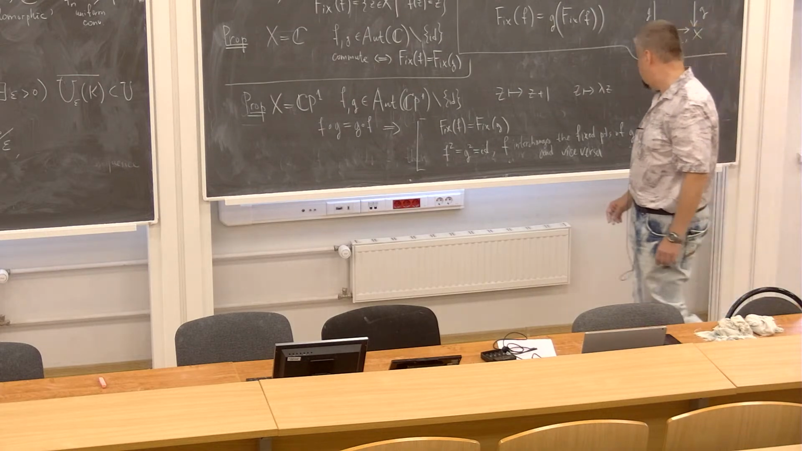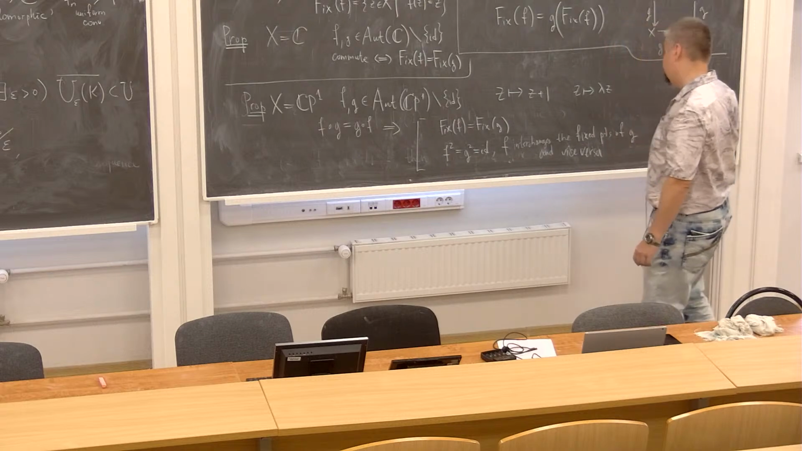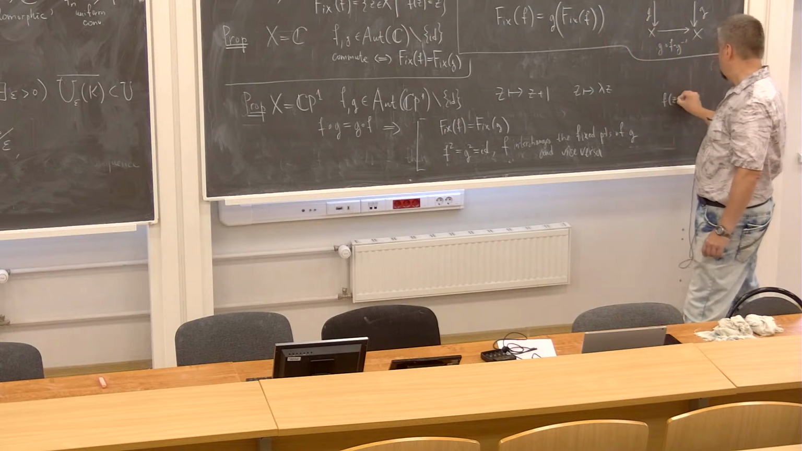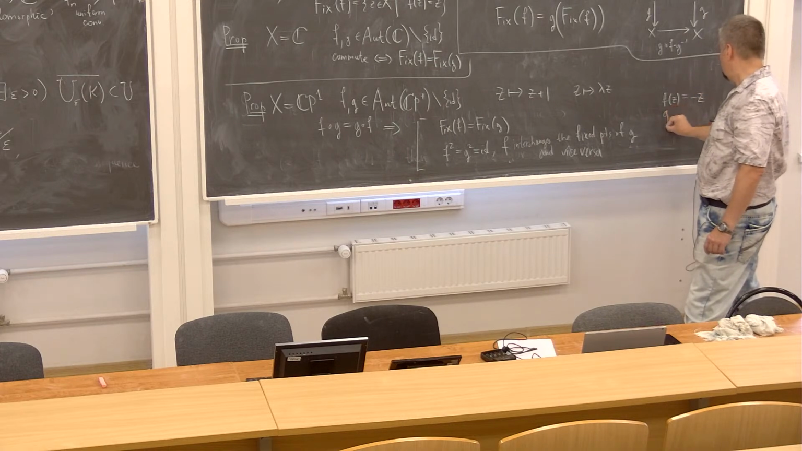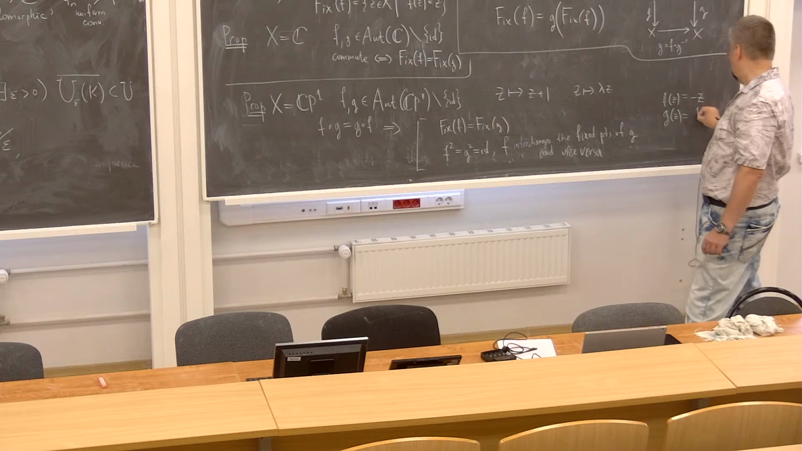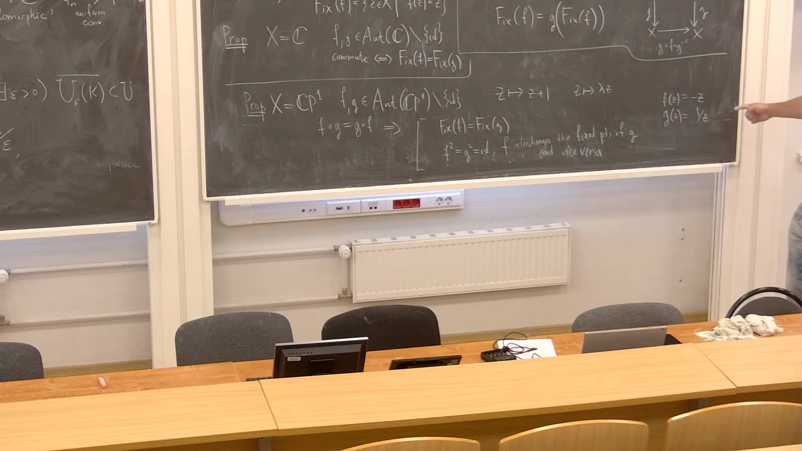And the example of the second case is what? Say F of Z is equal to minus Z, and G of Z is equal to 1 over Z. So here the fixed points are 0 and infinity, right? And here the fixed points are plus or minus 1. So minus Z interchanges the fixed points of G, and 1 over Z interchanges the fixed points of F. So this is how this case works.